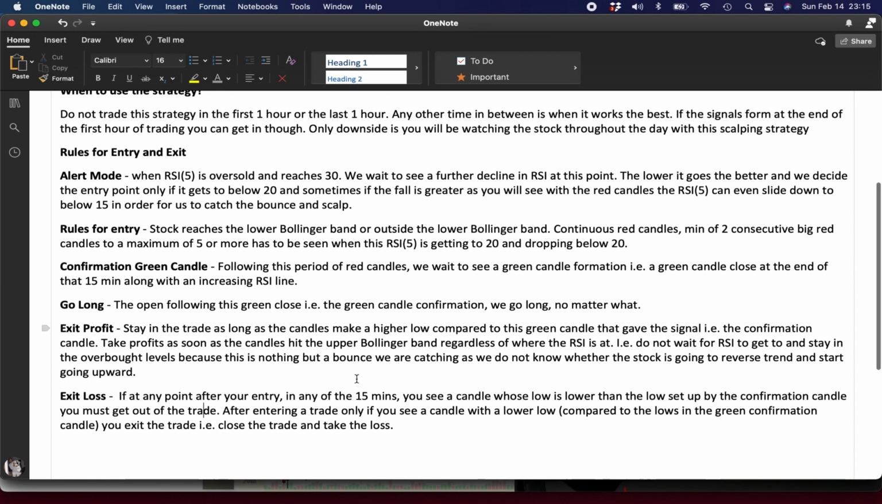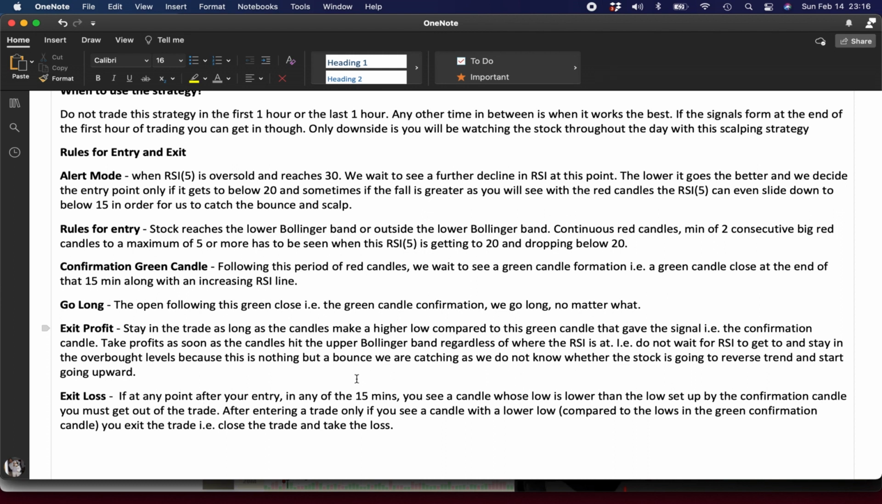Now there are times this may not work, so you would exit with a loss. So when will this not work? Well, keep in mind that the probability for the bounce up is extremely high, but if at any point after your entry, in any of the 15 minutes, you see a candle whose low is lower than the low set up by that confirmation candle which gave us the entry point, you must get out of the trade.